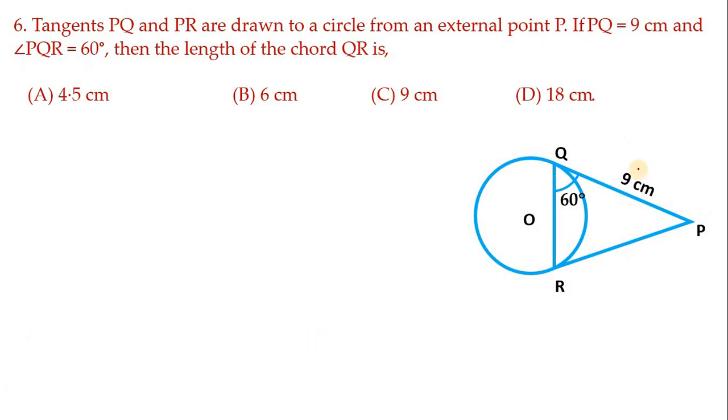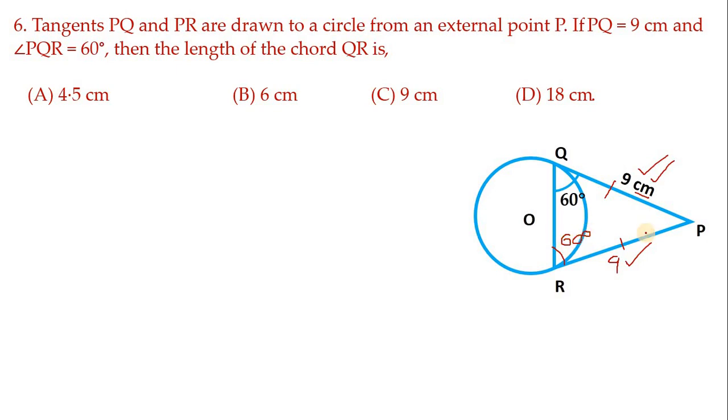See, this is 9 centimeter, and this also will become 9 centimeter because the tangents drawn from external points are equal. Now in a triangle, two sides are equal. It is also 9 centimeter and it is also 9 centimeter. Hence, angles opposite to these two sides are equal. Hence, this angle will become 60 degree.